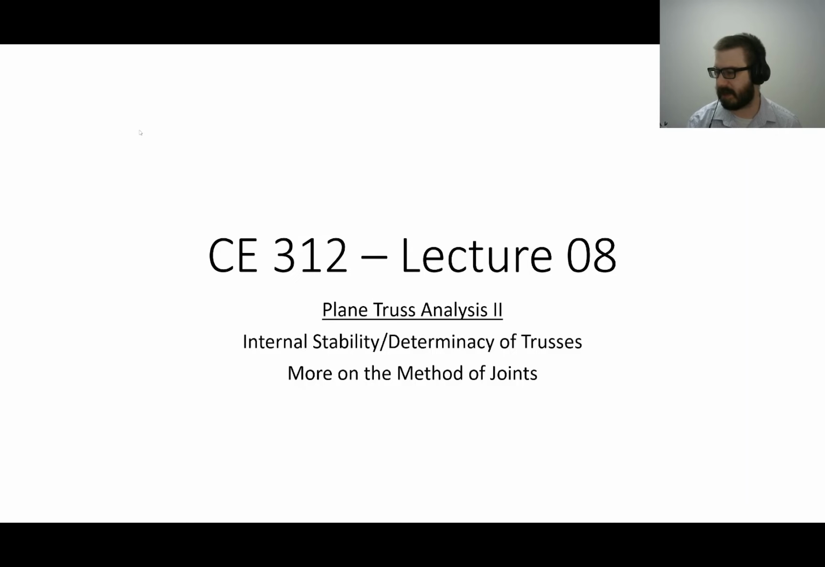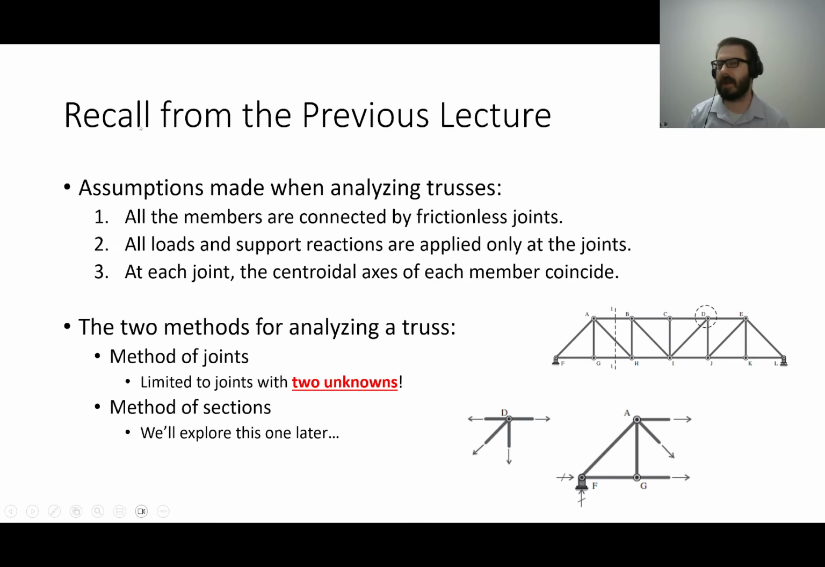Just to make sure that we're all on the same page, remember that whenever we're looking at trusses, we're looking at structures where the members are carrying only axial load. This is made possible by our three assumptions: that we are not having to deal with any friction or unintended forces, that all of the loads and support reactions are applied directly at the joint, so there are no loads on the members, and that at each joint, the centroidal axes of each member coincide. As we've discussed in our previous lecture, that means that each member is carrying only axial loads.